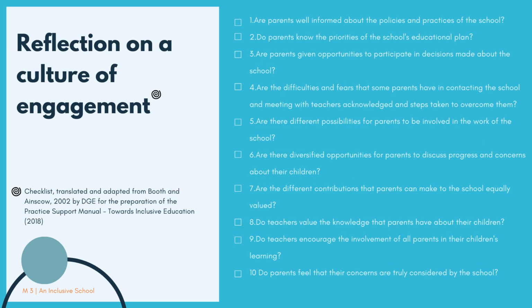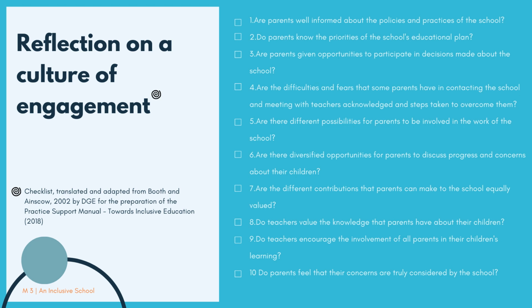Other authors, Booth and Ainscow, have developed through their studies a checklist that allows for a reflection on the school's culture of involvement. We propose that in a self-analysis, you check whether you answer affirmatively to all the questions in this list. Are parents well informed about the school's policies and practices? Are parents aware of the priorities of the school's educational projects? Are parents given the opportunity to participate in decisions made about the school? Are the difficulties and fears that some parents have in contacting the school and meeting with teachers recognized and steps taken to overcome them? Are there different possibilities for parents to be involved in the work of the school?